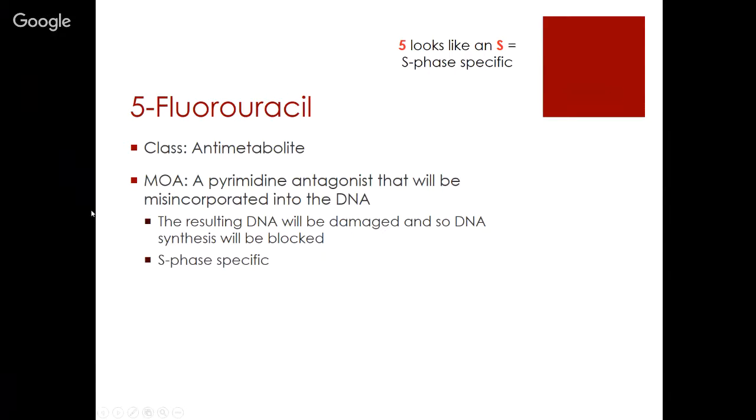So 5-fluorouracil is one of the antimetabolites. You might remember that was the one that would insert itself into the DNA synthesis and stop it from occurring. 5-fluorouracil is a pyrimidine antagonist, so basically it'll be misincorporated into the DNA. And because it's affecting the DNA synthesis, it's S-phase specific. The way I was taught to remember that is that a 5 looks like an S, so it's S-phase specific.